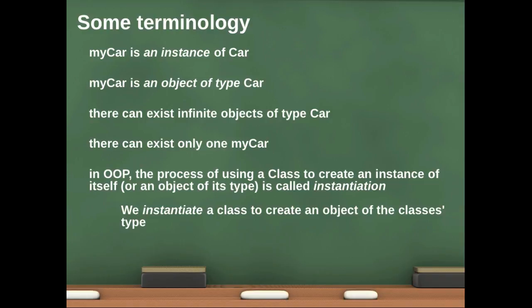So again, in object-oriented programming, when we take a class and we create an instance of it, or make an object of its type, remember interchangeable language, this is called instantiation. We instantiate a class to create an object of the class's type. So this is important language, because throughout the course you'll hear me say, oh, we're working with an instance, or we're working with an object, or we perform this instantiation technique, and so forth. So that's a very important word to know.